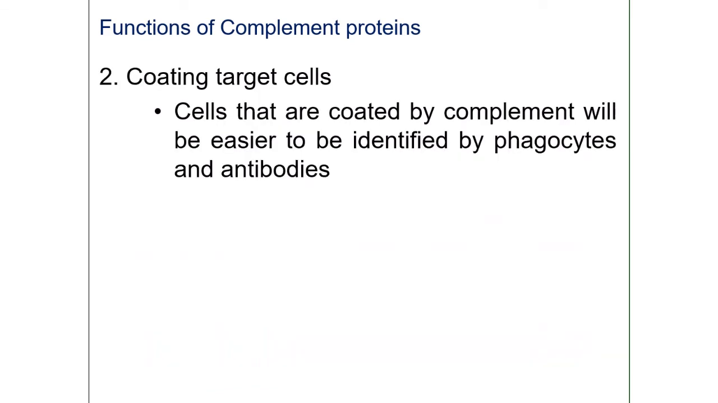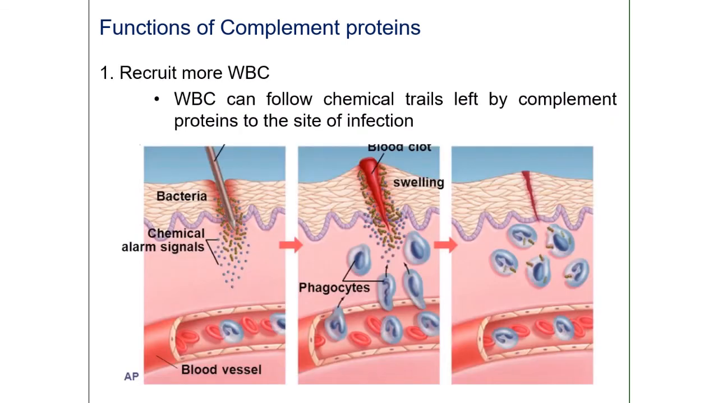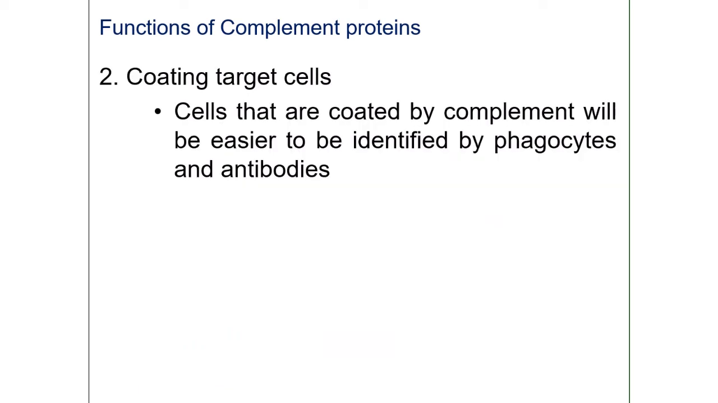Second function is that complement protein can coat the targets. Okay, by coating the target cell with complement protein, the phagocytes will be able to identify them easier. Okay, so let's say this is the tissue, right? And there are a lot of cells here, and then there might be some bacteria. How does the phagocyte know which one to engulf? Sure, there is the PAM, but they still have to check the cells, right, to see which one has the PAMs or not. By coating them, it actually highlights them and makes it much easier for the phagocytes to identify them.